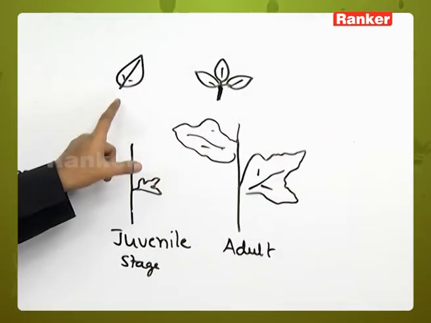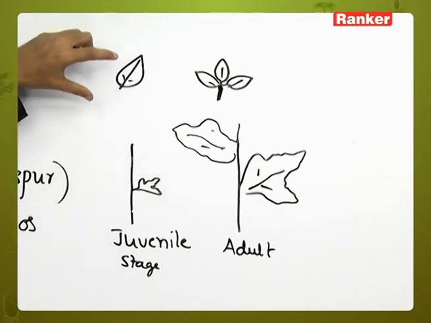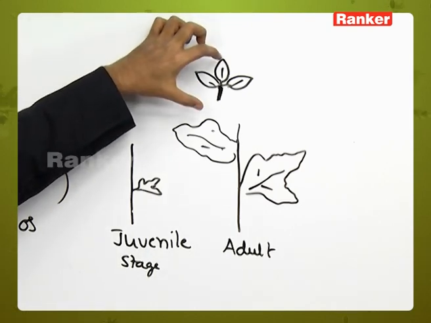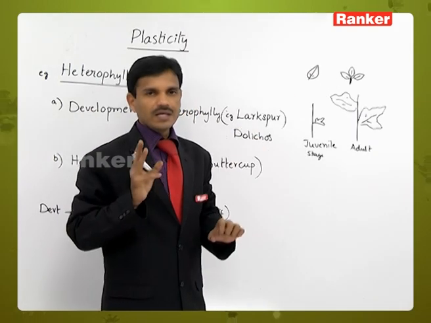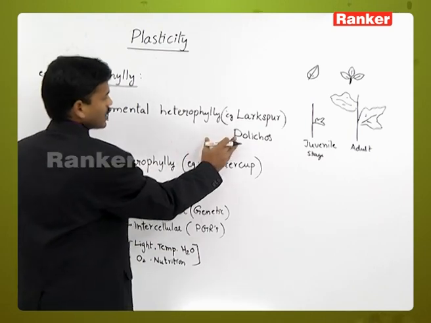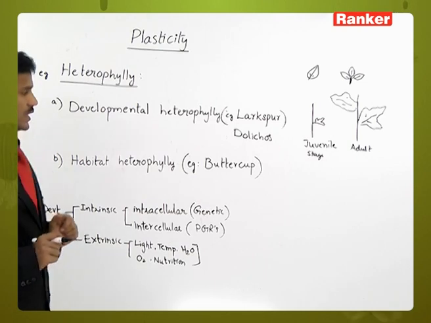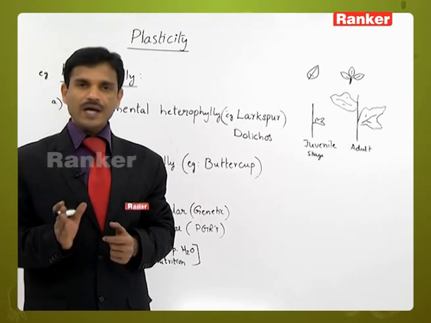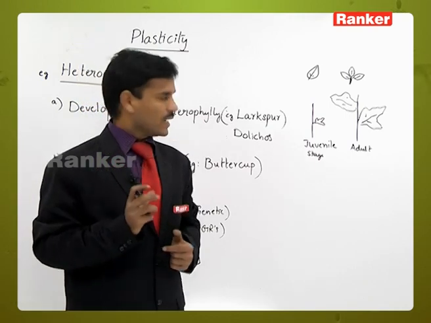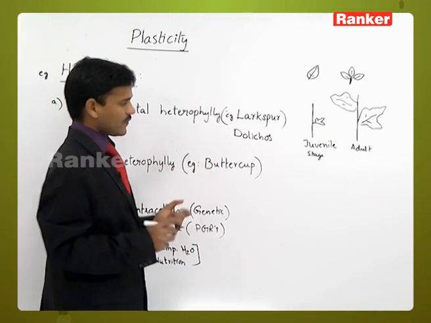In dolichos also, in the juvenile stage the young leaves are simple leaves, and in the adult stage it is a compound leaf. The compound leaf has 3 leaflets, so a trifoliate compound leaf. It is observed in dolichos and larkspur. Next one is habitat heterophylly. Habitat means different habitats, the aquatic habitat and the terrestrial habitat. In different habitats, the same plant produces different types of leaves.